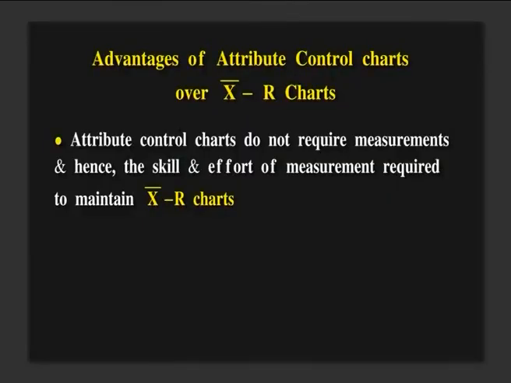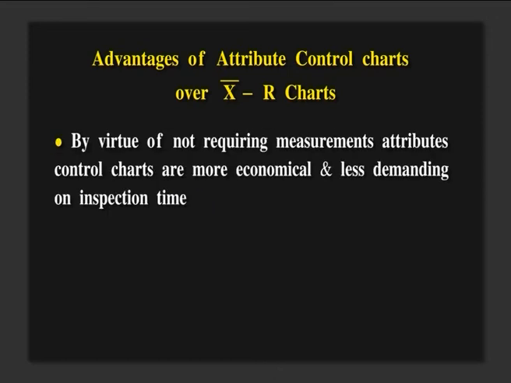Advantage of attribute control charts over X bar and R charts. The following are the advantages of attribute control charts over X bar and R charts. Attribute control charts do not require measurements, so they do not need the skill and effort of measurement required to maintain X bar and R charts. By virtue of not requiring measurements, attribute control charts are more economical and less demanding on inspection time.